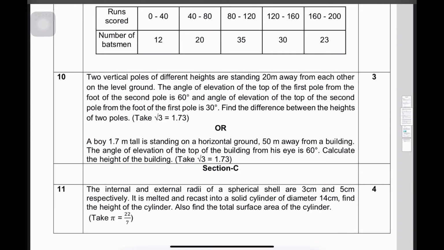We'll see. Two vertical poles of different heights are standing 20 meters away from each other on the level ground. The angle of elevation of the top of the first pole from the foot of the second pole is 60 degrees, and the angle of elevation of the top of the second pole from the foot of the first pole is 30 degrees. Find the difference between the heights of the two.